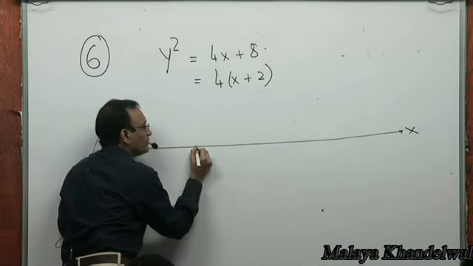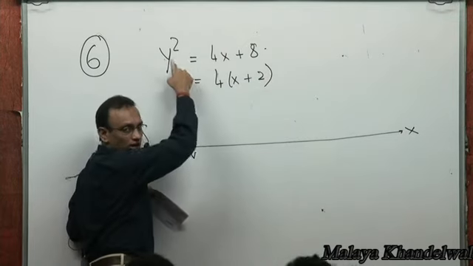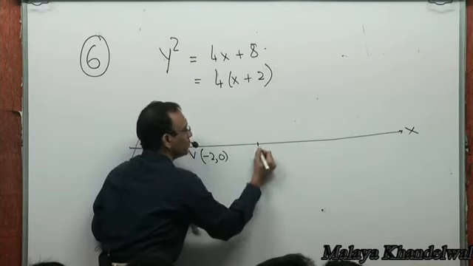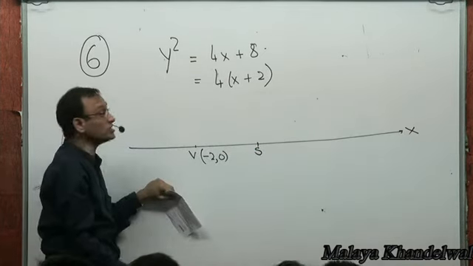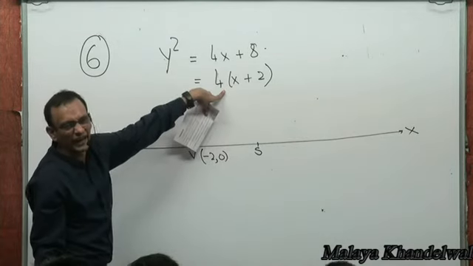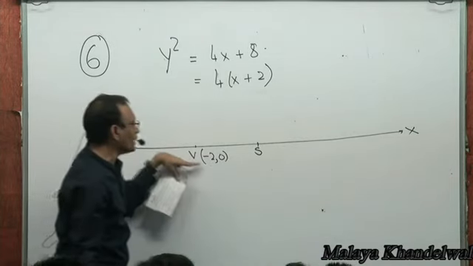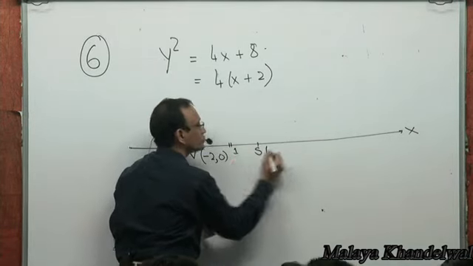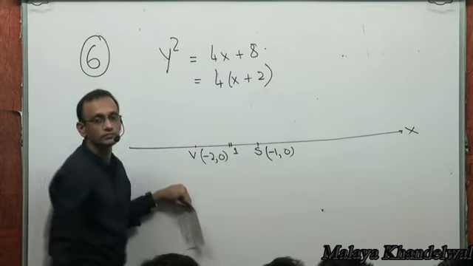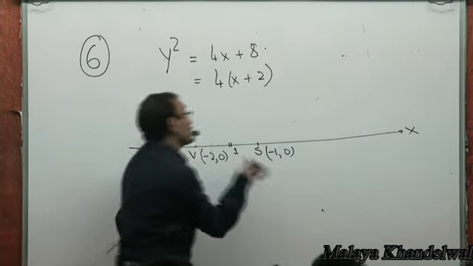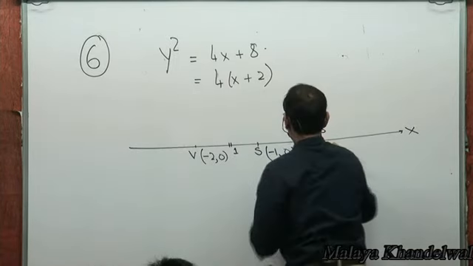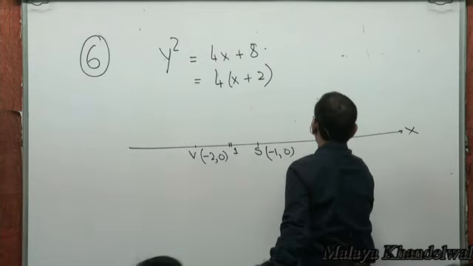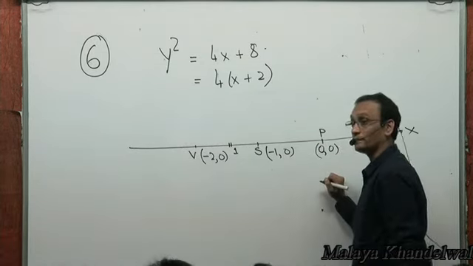The vertex of this parabola will be what? Minus 2 comma 0. The focus of this parabola will lie somewhere here along the axis. 4a is 4, so a is 1 unit. So 1 unit along the axis, which would be minus 1 comma 0. And that threshold point P, if this is 1 unit, another 1 unit, which is 0 comma 0, right?